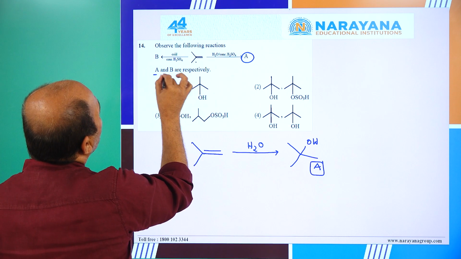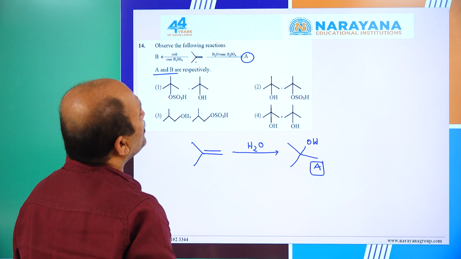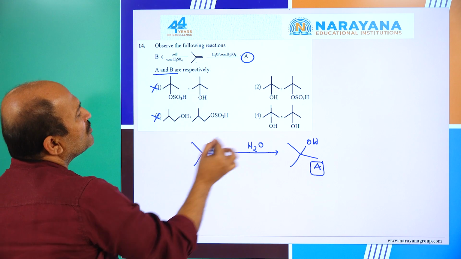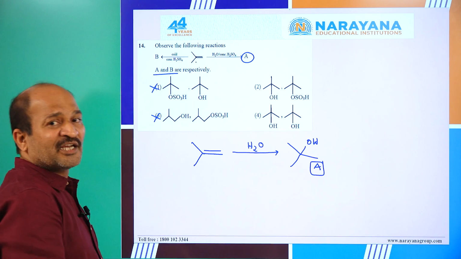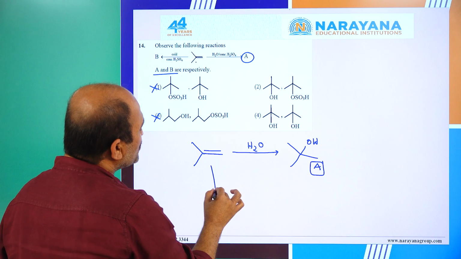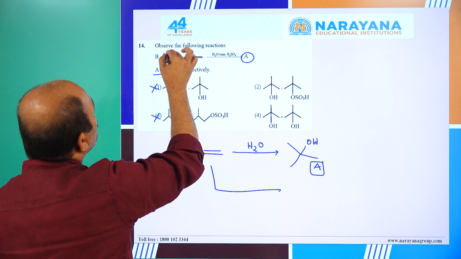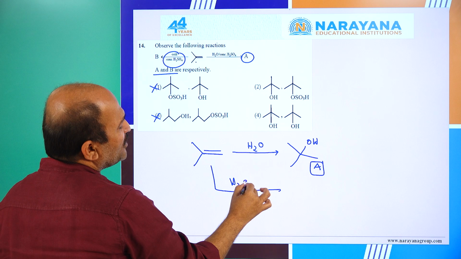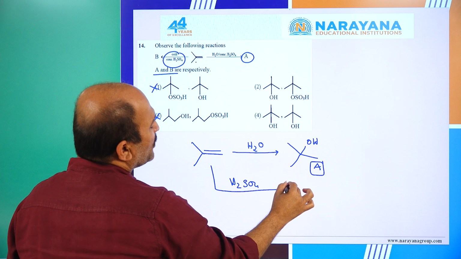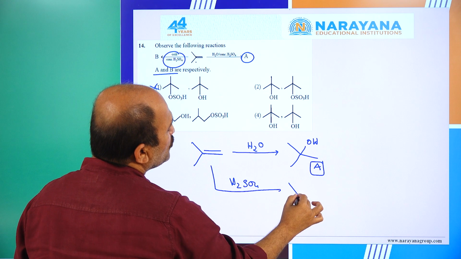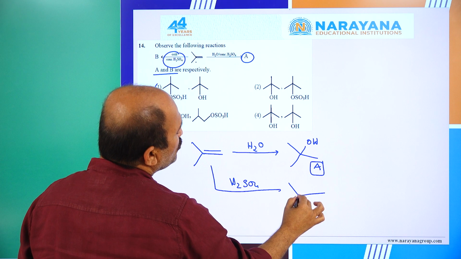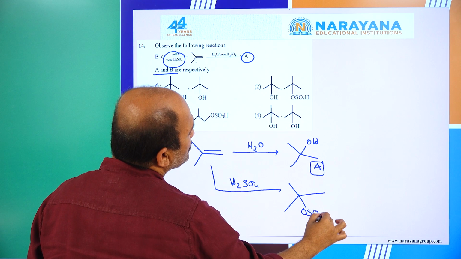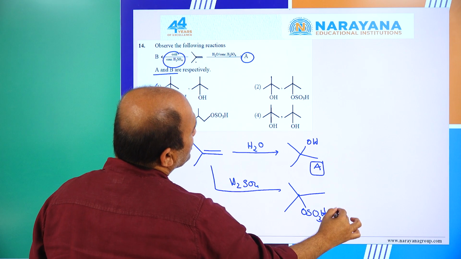A and B are respectively. Undoubtedly option 1 and option 3 are ruled out, option 2 or 4 may be correct. And then it is treated with only concentrated H2SO4. Concentrated H2SO4 means we are providing only H2SO4. The possible product is there is no water, that's why SO3H. This is the answer. This is the B.